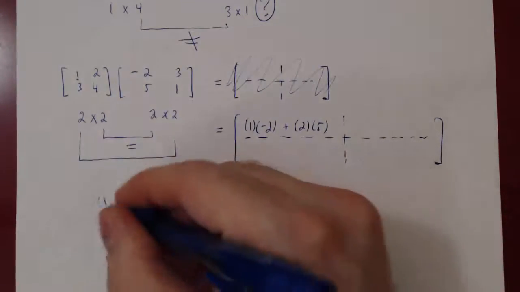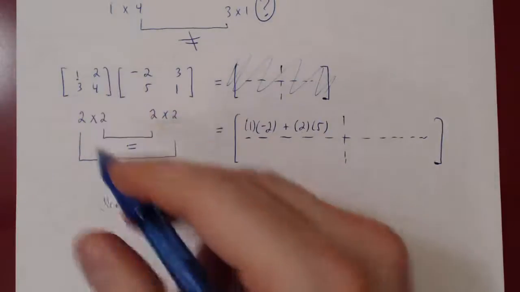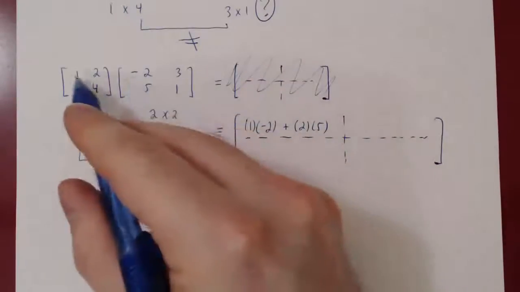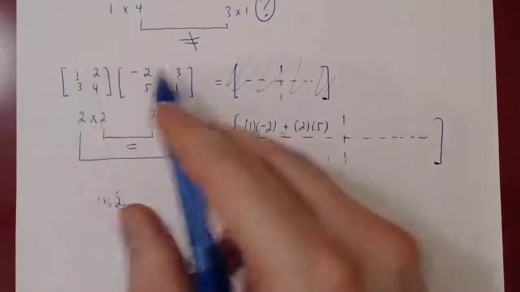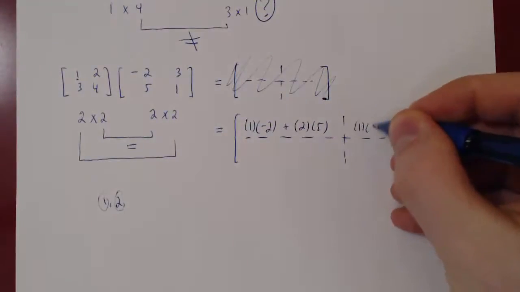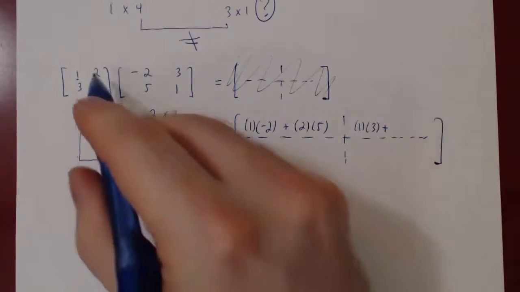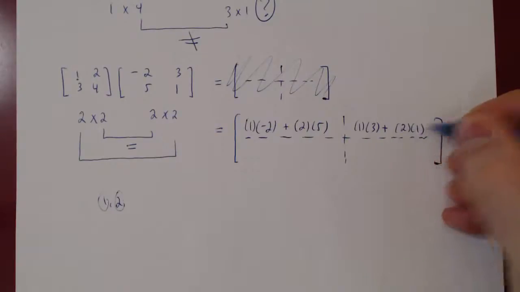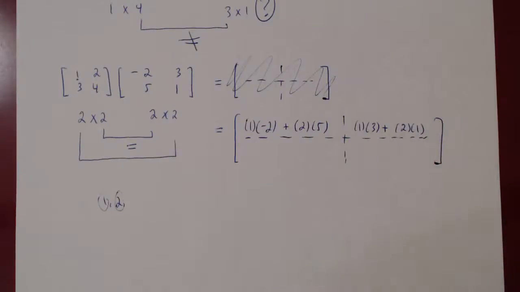And so we take the first row of the first matrix and the second column of the second matrix, and we multiply them together. So we'll have 1 times 3 plus 2 times 1. There you go. We now have constructed the first row of our new matrix.